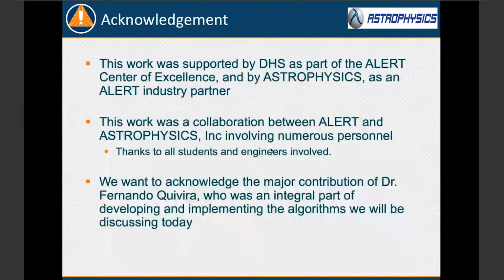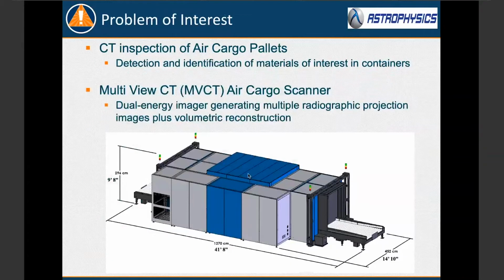So first of all, let's talk a little bit about the problem of interest. We're trying to do CT inspection of skids, air cargo skids. Astrophysics designed the multi-view CT air cargo scanner instrument, a dual energy imager that can collect multiple radiographic projections and, in addition to that, do a volumetric reconstruction along the way. This sketch gives you an idea of the dimensions of the machine. You have a conveyor belt that goes forward and an exit lane on the far side, and the dimensions are such that you can take a relatively large cargo skid into it.